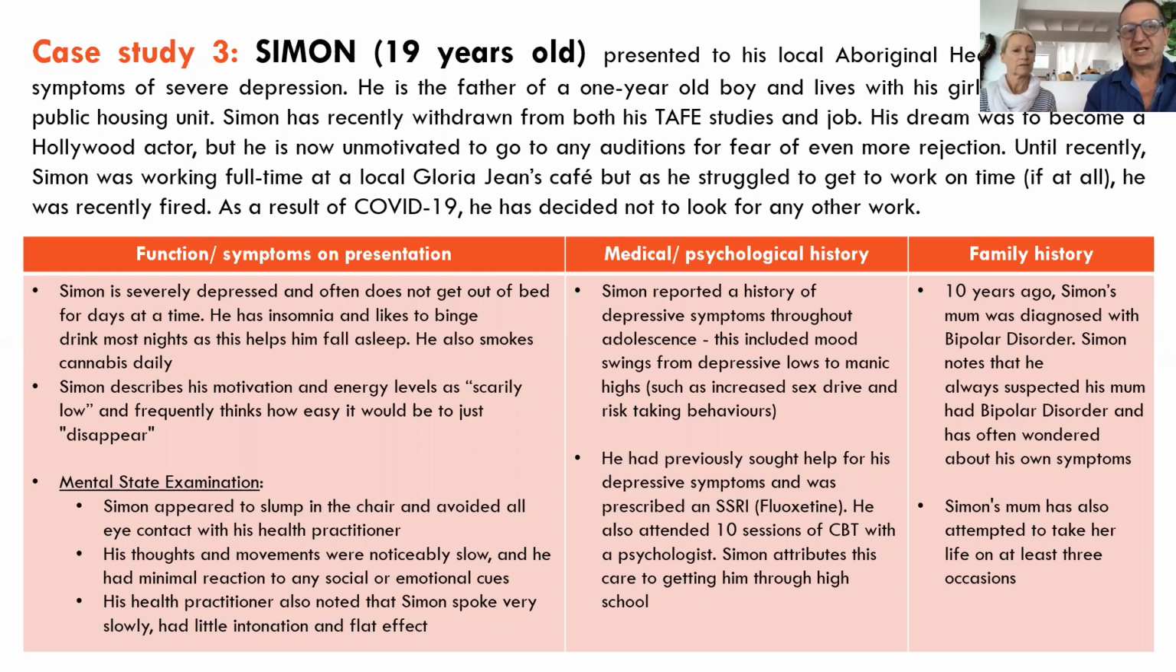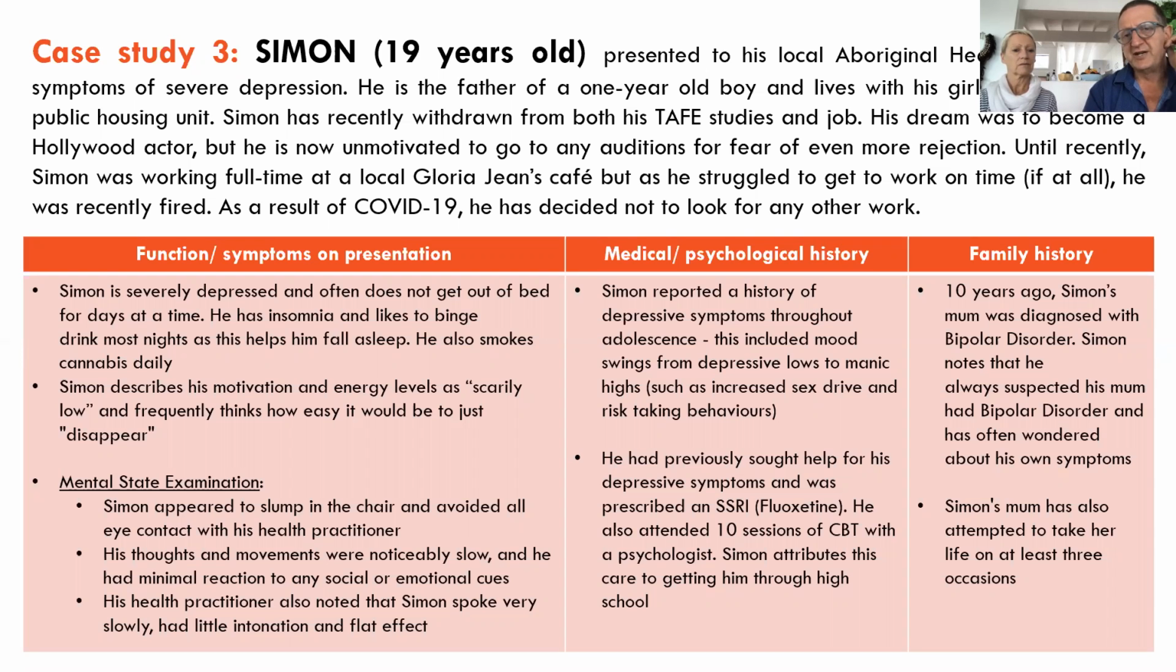So in terms of his presentation for care, he presents as someone who's severely depressed and often does not get out of bed for days at a time. He complains of insomnia, he binge drinks at night to fall asleep. He's also smoking a considerable amount of cannabis every day. He describes his motivation and energy as scarily low and frequently thinks how things would be to just disappear from a particular situation. Now, again, this is where the mental state becomes very important.